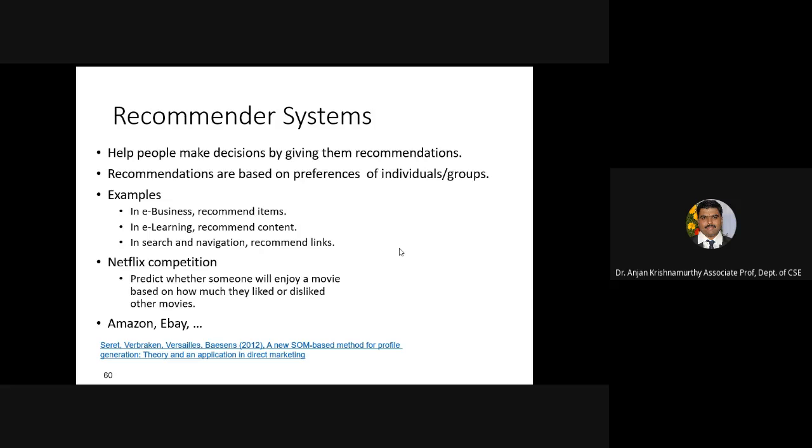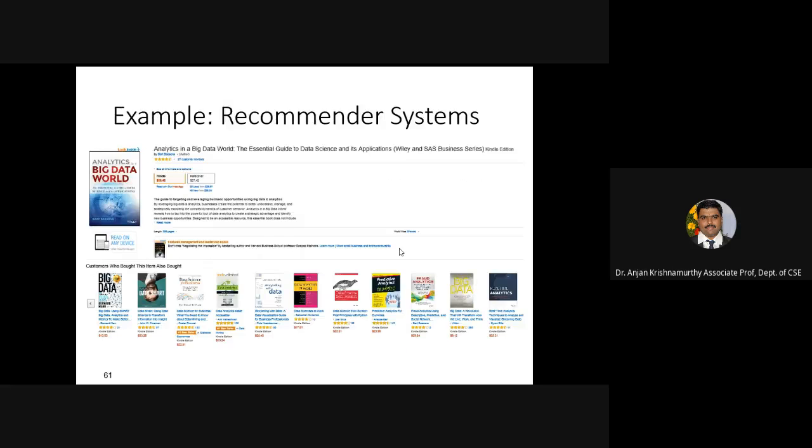So most of these online systems that we talk about, whether used in e-business, video streaming or e-learning, make use of a back-end recommender system. For example, on Amazon, let's say you are trying to buy a book on analytics and big data, one of the very good books.